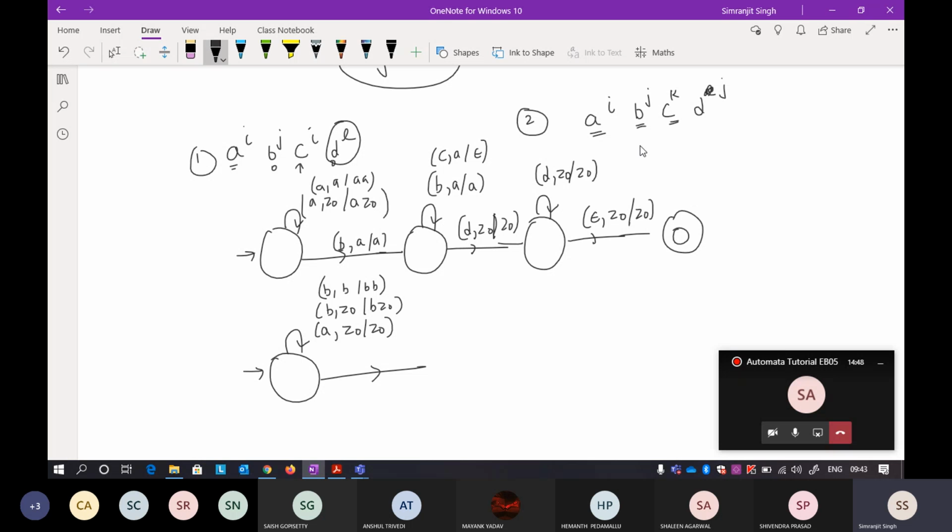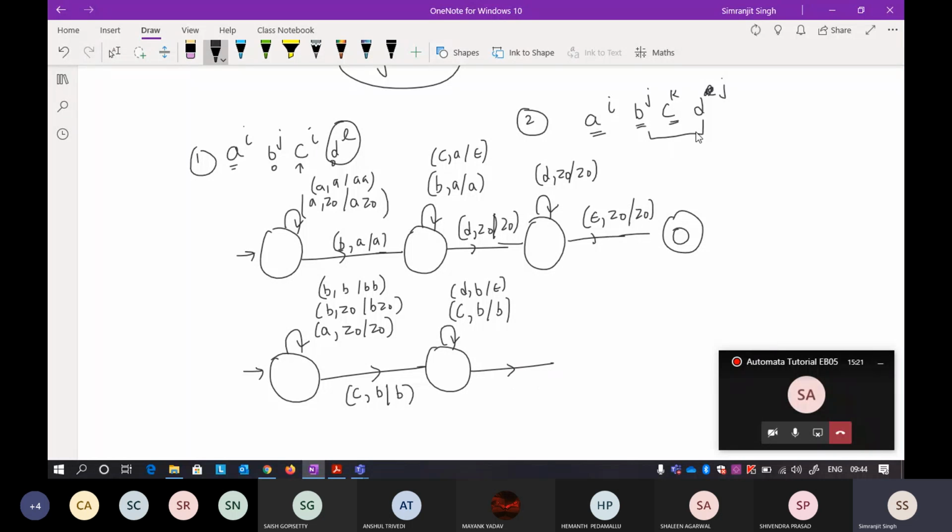Now for the c's, again there is no need to push them on the stack. When you are seeing a c, at the top of the stack there will be a b, and you do nothing. So keep doing nothing when you're seeing c. And then when d comes, because b and d are equal, at the top of the stack there will always be a b, so you start popping.